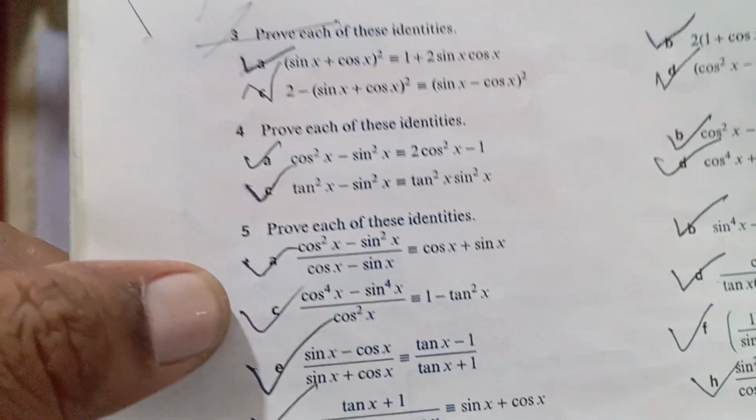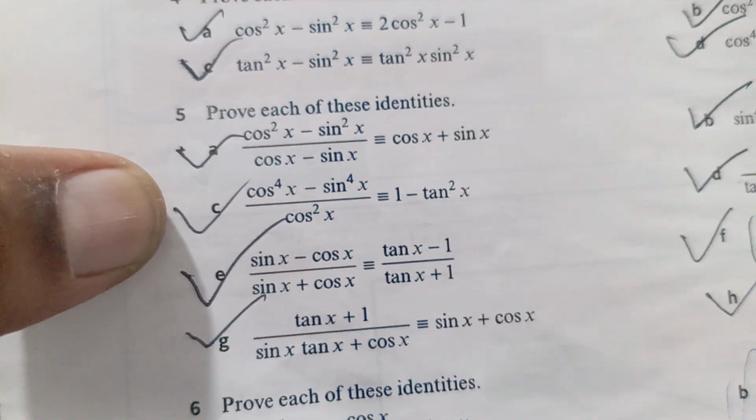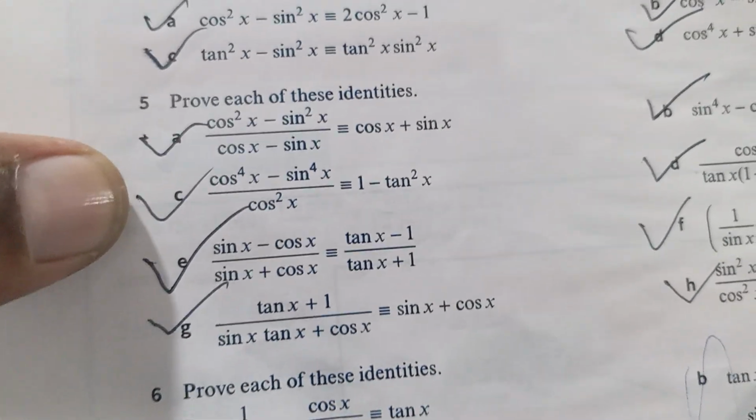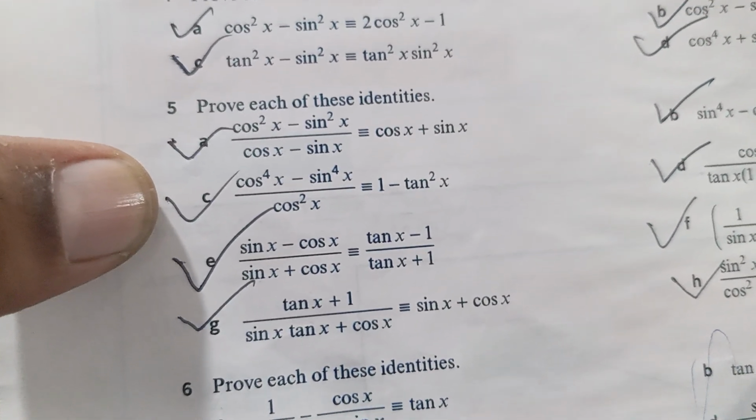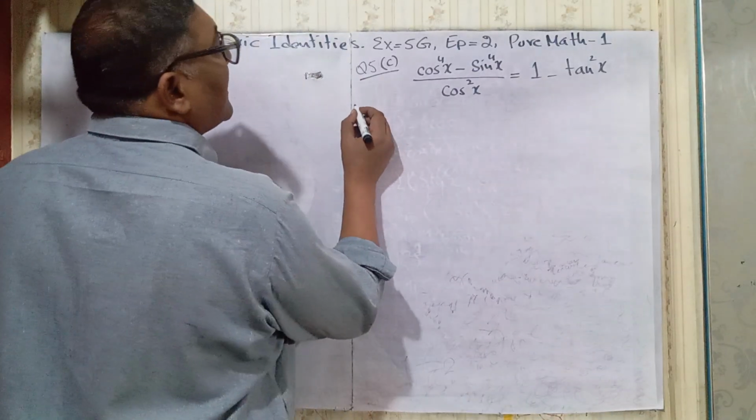Question number 5, C part. (cos⁴x − sin⁴x) divided by cos²x equals 1 − tan²x. We have to prove that the right hand side and the left hand side are equal. So I will consider the left hand side.